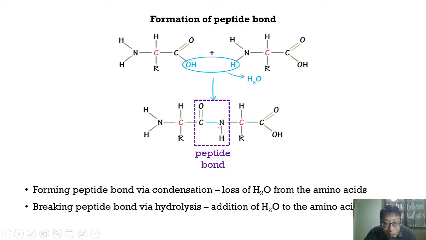Okay, the peptide bond is not just one line. The peptide bond should be labeled as this CONH group. Right, this together is a peptide bond.